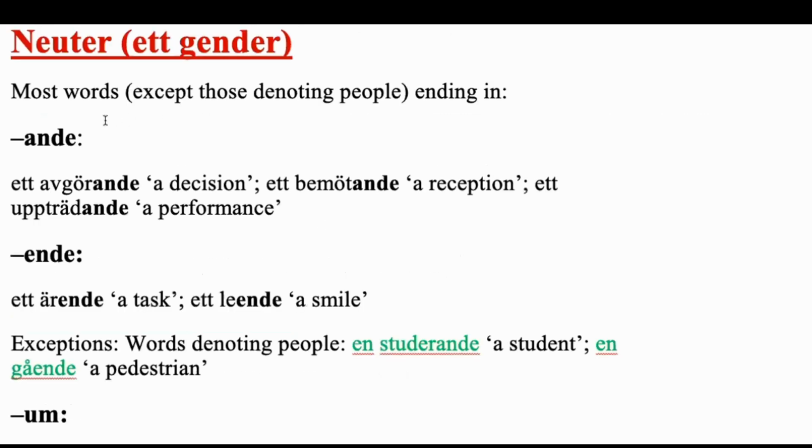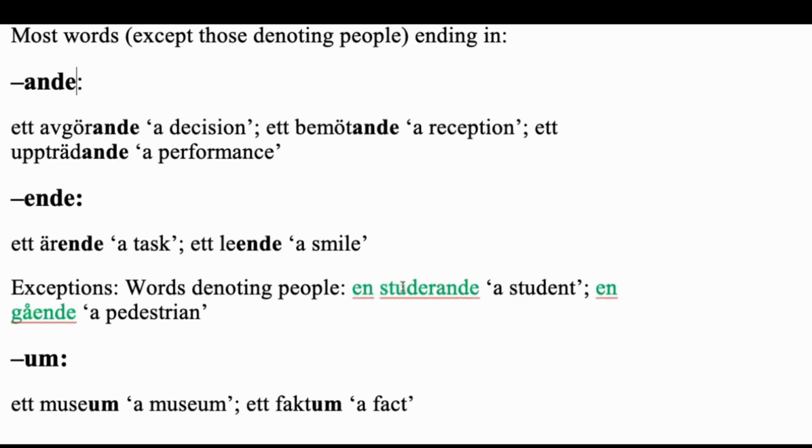And for ett gender, we have also endings, that is -ande. In the first scenario, ett beslut, a decision, or you can say ett bemötande, a reception, ett uppträdande, a performance. And next we have -ende: ett ärende, a task, ett leende, a smile. And we have here exceptions: en studerande, a student, en gående, a pedestrian, meaning the person who is going for a walk. So these are two exceptions with this ending. Otherwise, with this ending any noun, you can place ett there.